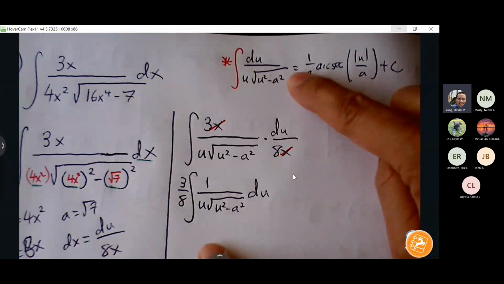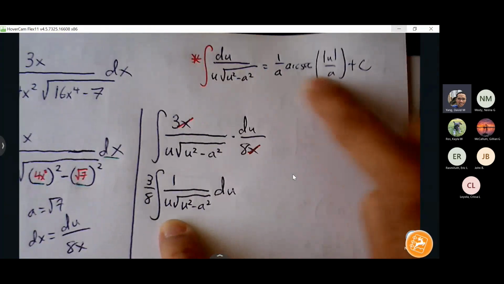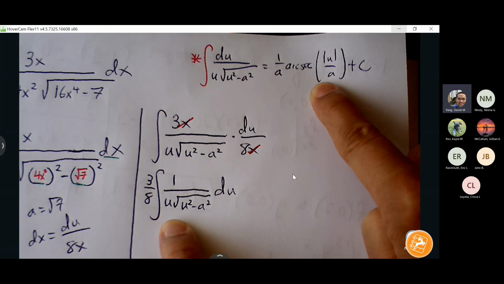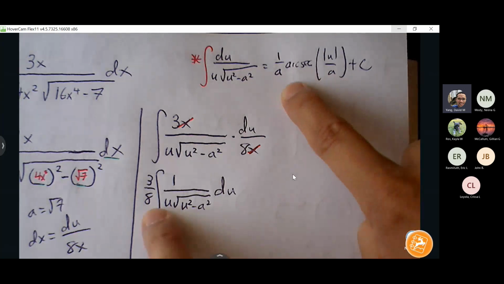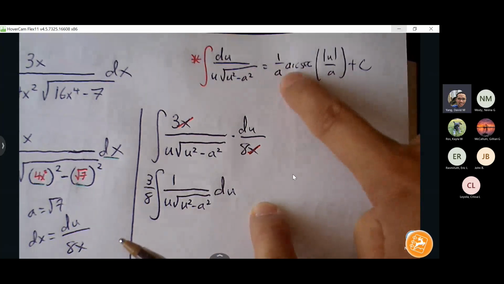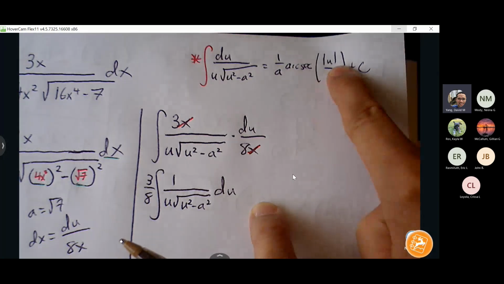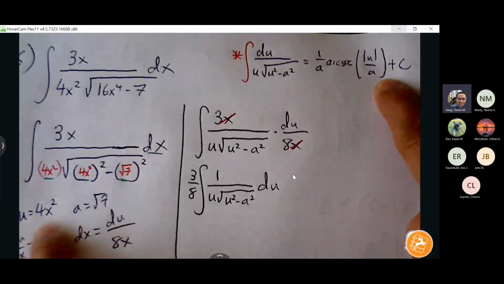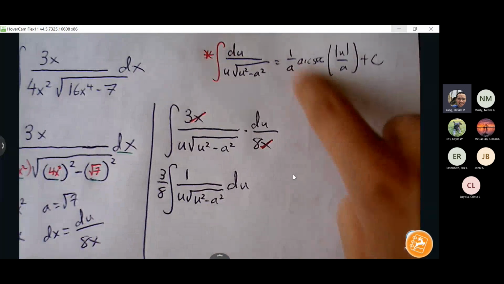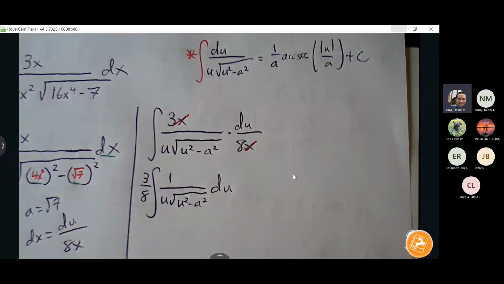So now that I have a perfect match, I'm convinced that I can apply my arcsecant rule. So now I can jump directly to my arcsecant rule. So 3/8 comes first, followed by the 1 over a, arcsecant, absolute value of u over a, and I can replace my a's and u's with what I had in my problem originally.